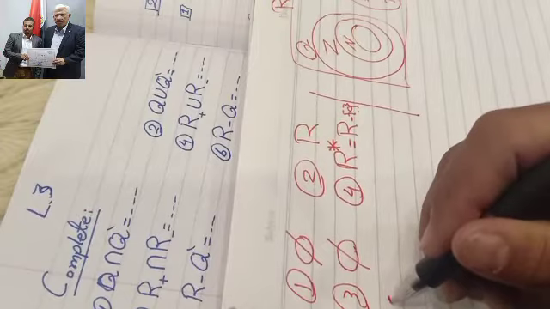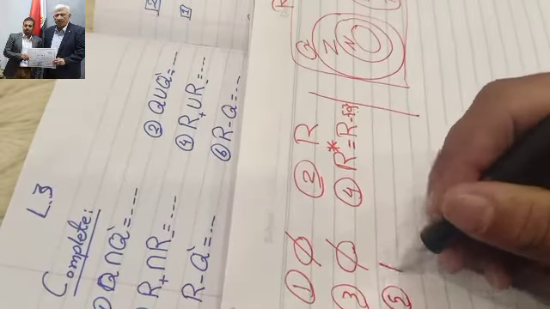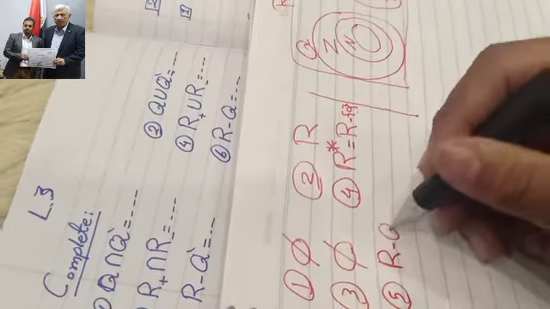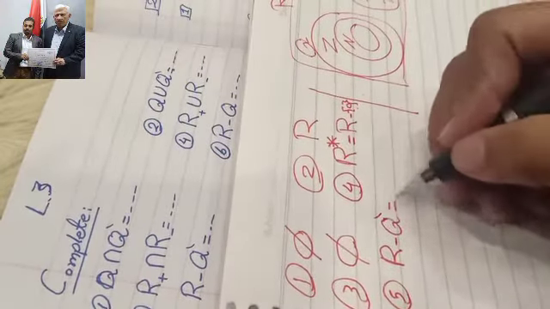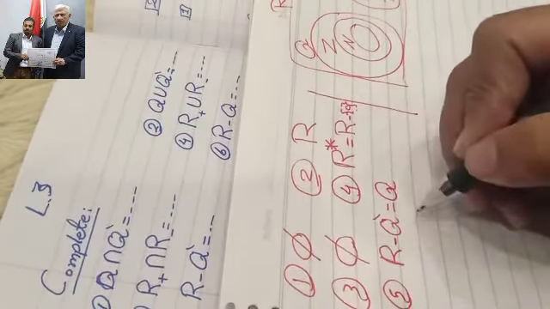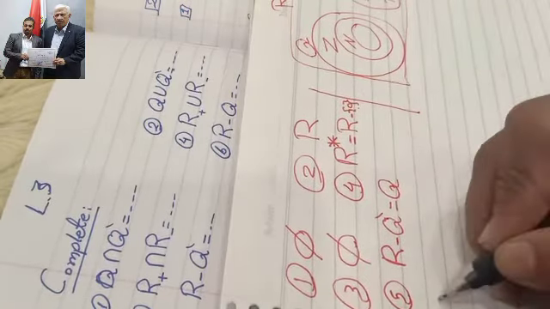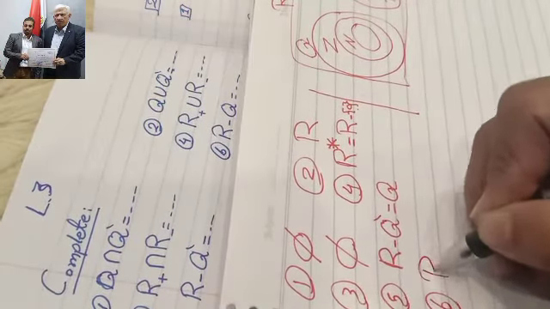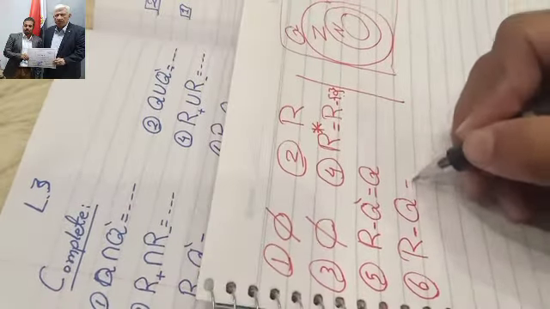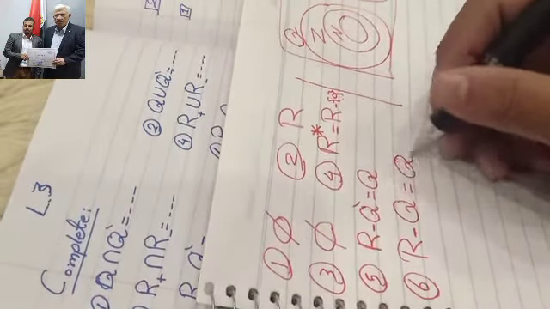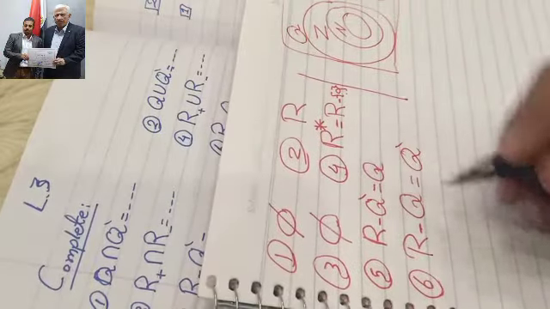Number 5, R minus Q, the real numbers minus the rational numbers, gives Q dash, the irrational numbers. Number 6, the difference of rational numbers, the remainder is rational.